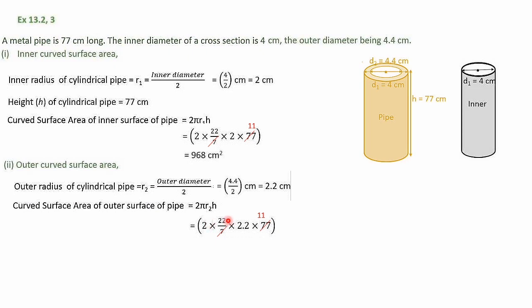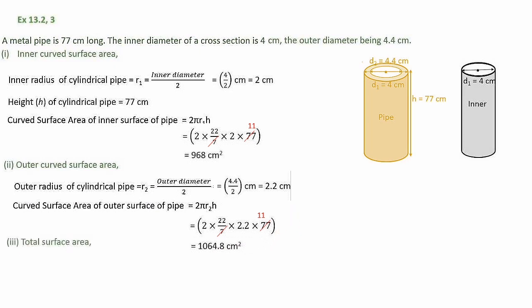Here this calculation you have to do on the right side. We just have to multiply because decimal numbers are there. So 2 into 22 is 44, 44 into 2.2 into 11. We will get 1064.8 centimeter square. I repeat, please do not copy this answer, just do the multiplication on the right side of this step.